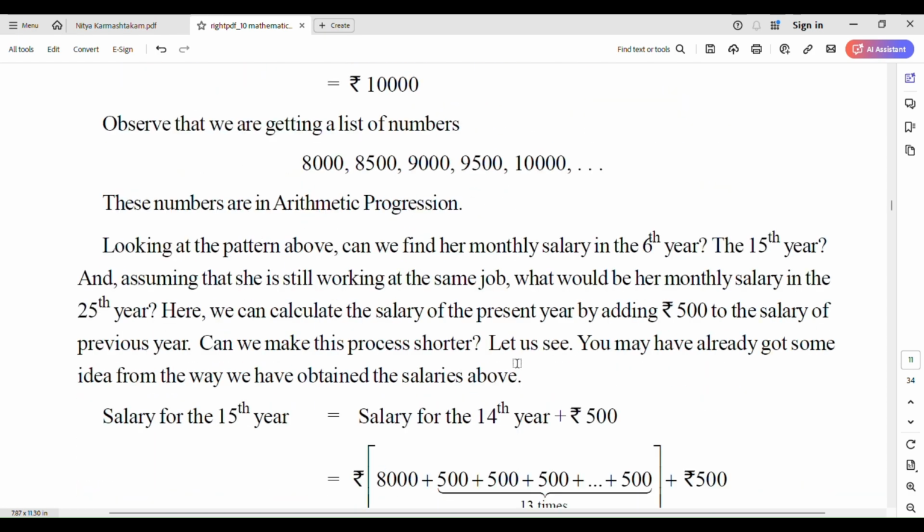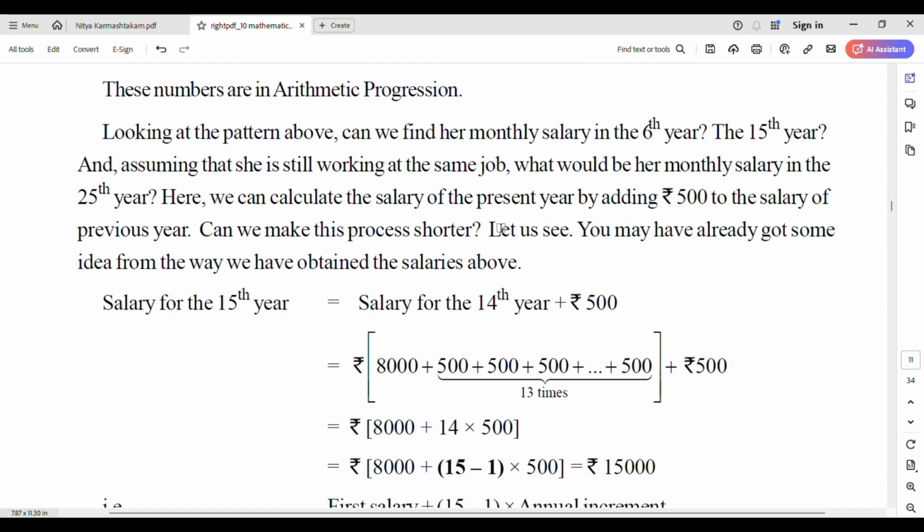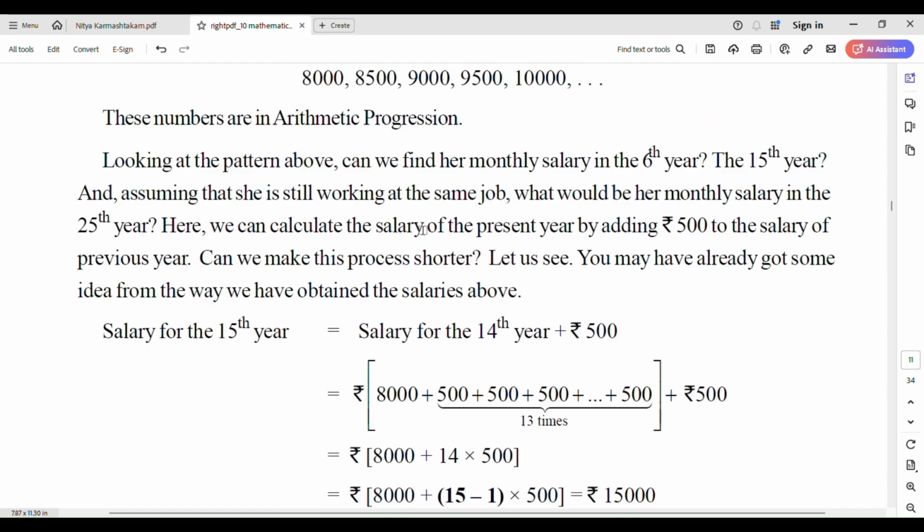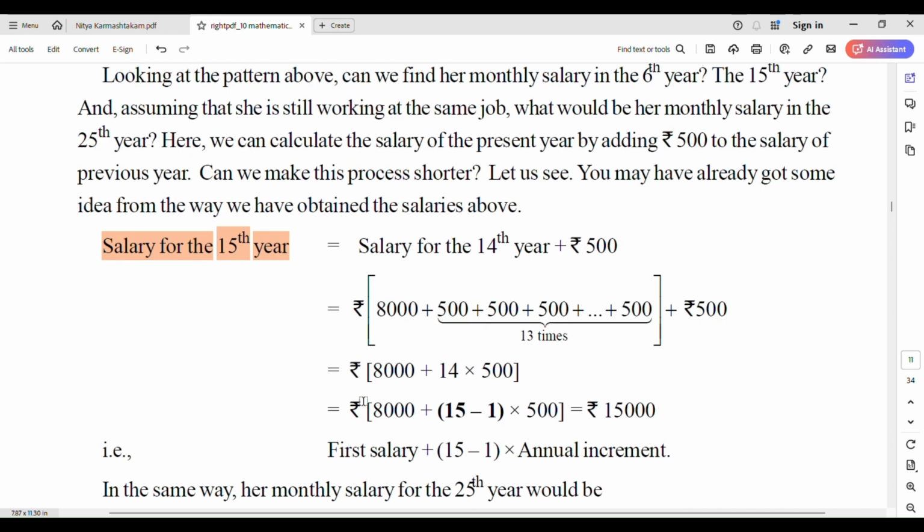So this is how we can derive an equation for the arithmetic progression nth term, okay? Once you know that, it is very easy to find out for any year. Let's say the salary for the 15th year you want to find out, okay? So salary for the 14th year plus 500, correct? So finally it will become the 15th term, right?